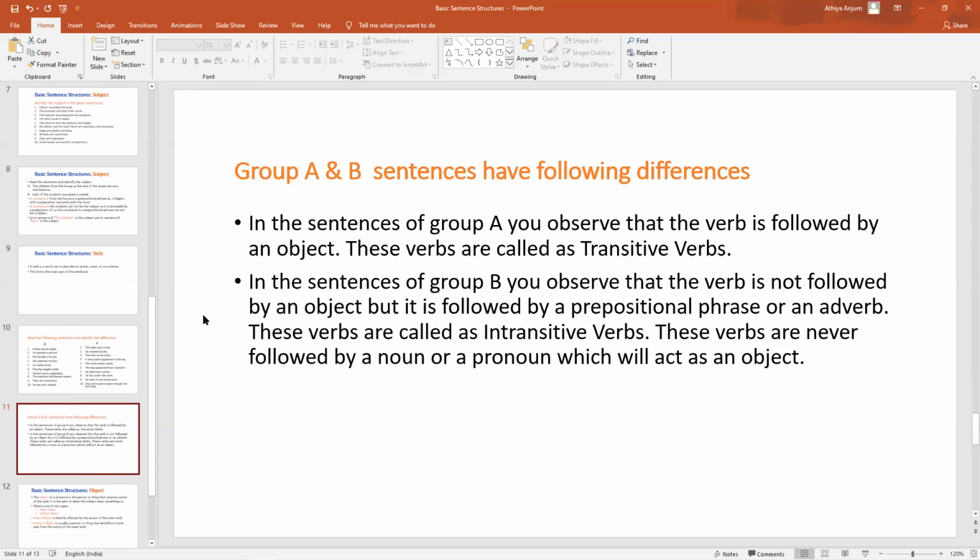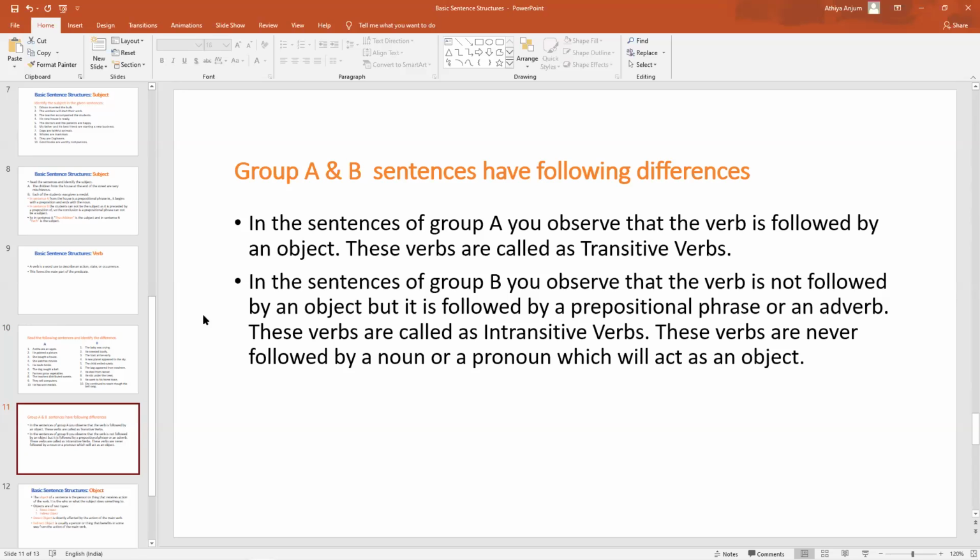So now you have seen the two groups. So what can we do? There's a difference. In group A, all those verbs are followed by an object. So these types of verbs are called transitive verbs. Transitive verbs are the verbs which are followed by an object. That is, after the verb you have an object. That verb is called a transitive verb.